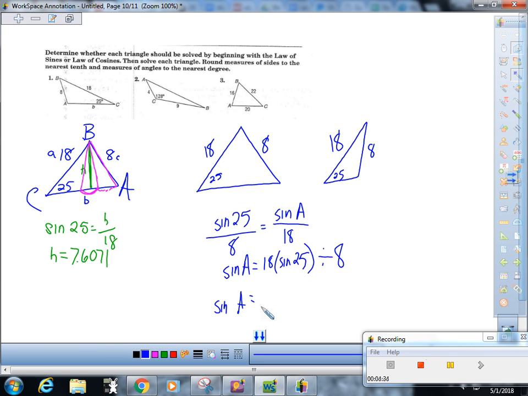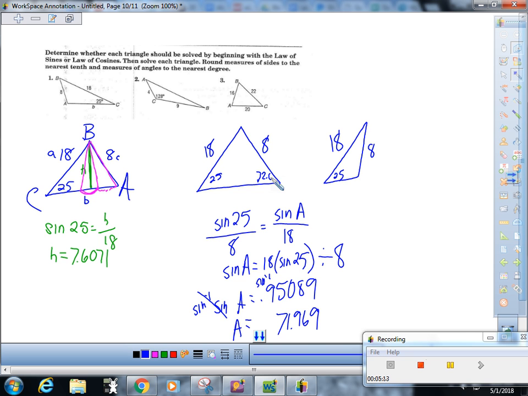Could somebody do 18 times the sine of 25 divided by 8? Is that A? 0.95089. Okay. Take the sine inverse of both sides. And you get A equals what, Gabs? 71.9. Thank you, Sid. 71.969. Okay? All right, so this angle A is 72.0. That's rounded to the nearest tenth.